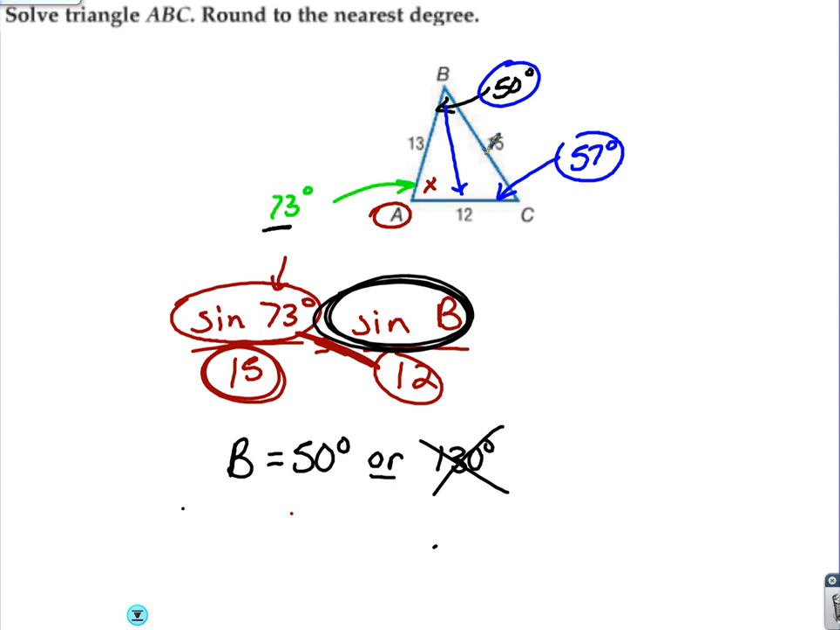So once again, if you're dealing with a right triangle, we use SOHCAHTOA, sine equals opposite over hypotenuse and all that. If you're dealing with an oblique triangle, whether it be acute or obtuse, use the law of sines and the law of cosines.